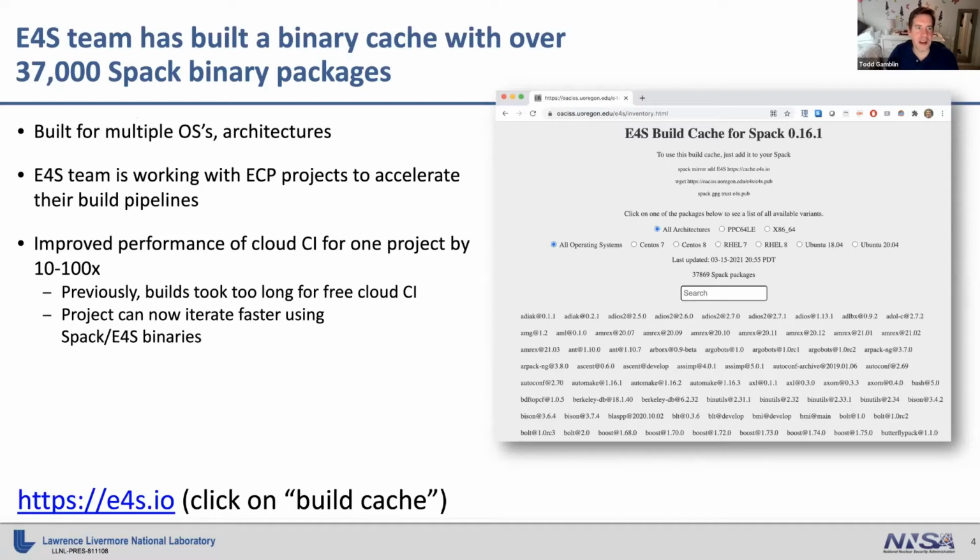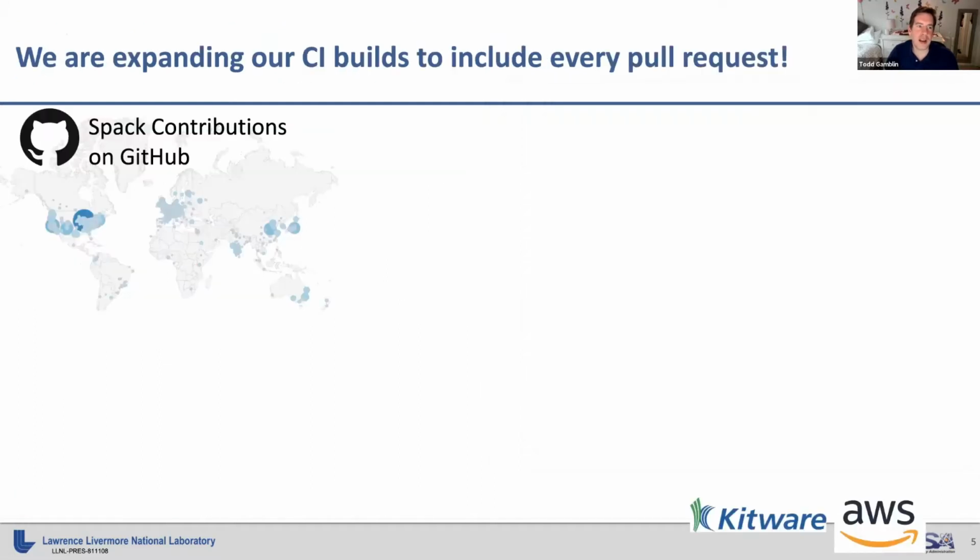But we're starting to have public binary mirrors. And like I said, they've been able to use this to improve the performance of Cloud CI for certain projects by 10 to 100x, which is good. We are trying to test builds more often and to actually generate a binary mirror like E4S's, but for all of Spack.